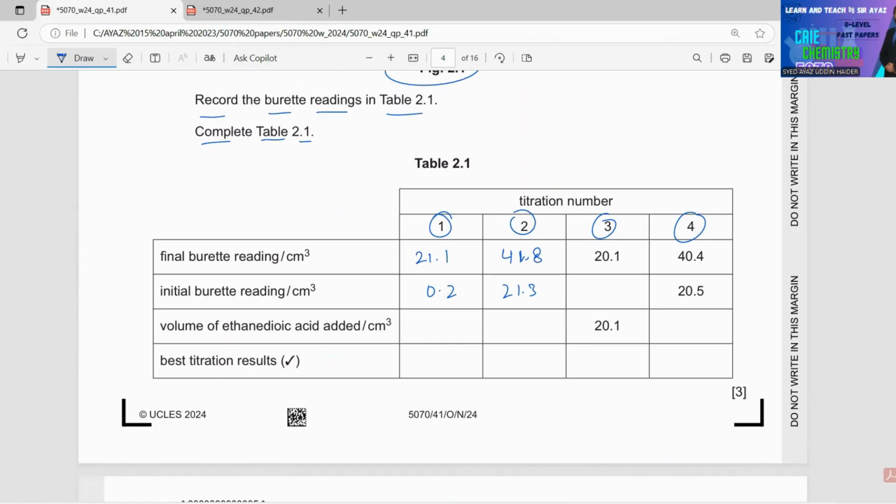For titration number 1, volume of ethanedioic acid added in cm cubed, it's 20.9. For titration number 2, it's 20.5. Now for titration number 3, initial reading must be 0, because if you subtract 0 from 20.1, you will get 20.1. What about titration 4? 40.4 minus 20.5. So it must be 19.9. Yes.